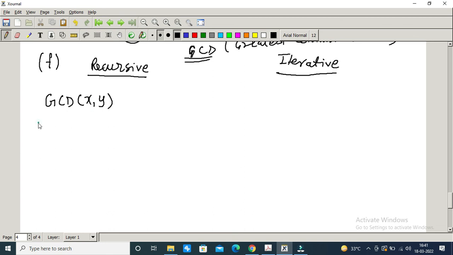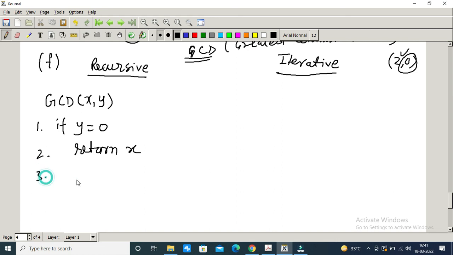So the first will be: if y is equal to 0, then return x, right? You can also calculate: if I say 2 comma 0, which is the greatest common divisor? You have to return 2 because this value is 0. So that's why we have to consider this case also.